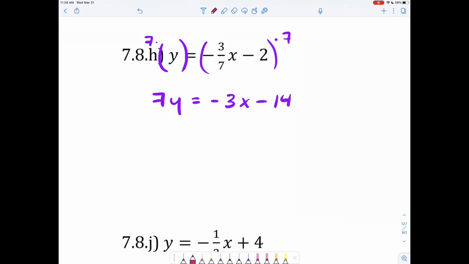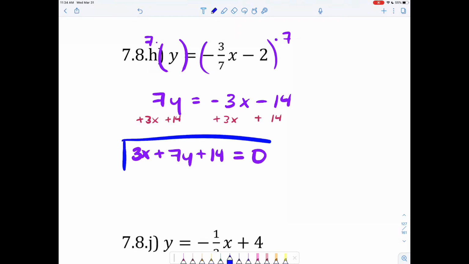Again, I have this negative coefficient on my x, so I'm going to add 3x so I can scoot it over to make it positive. And I'm going to have to do the same with my 14 to ensure everything's on one side. So I get 3x plus 7y plus 14 is equal to 0.